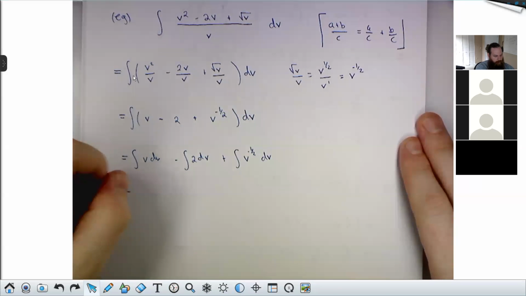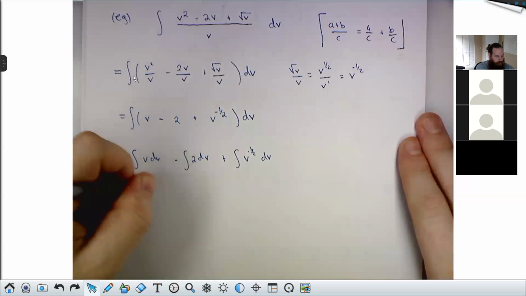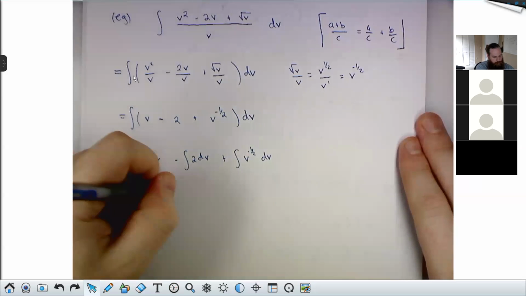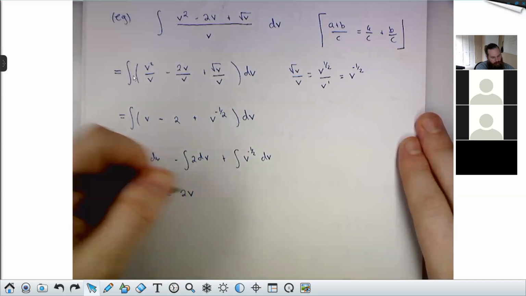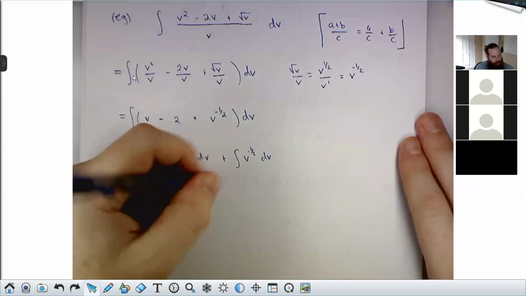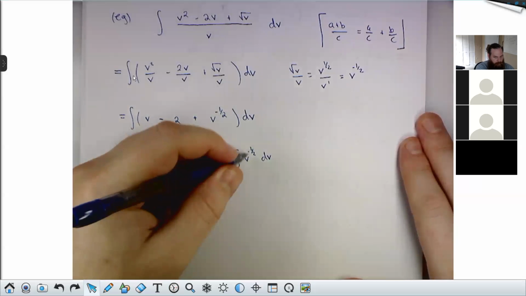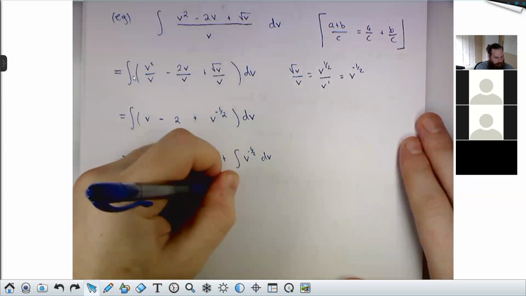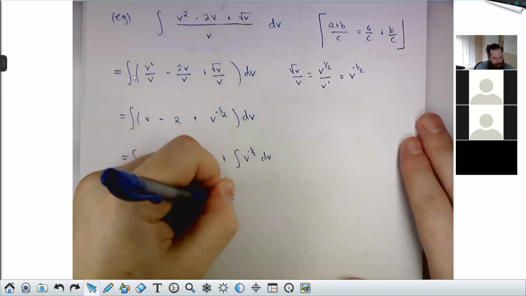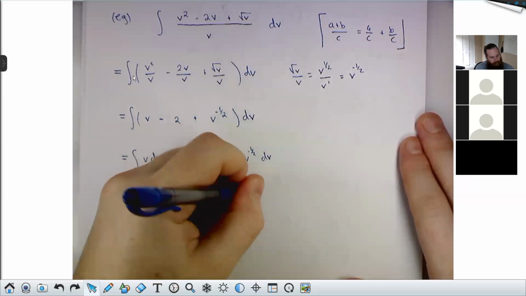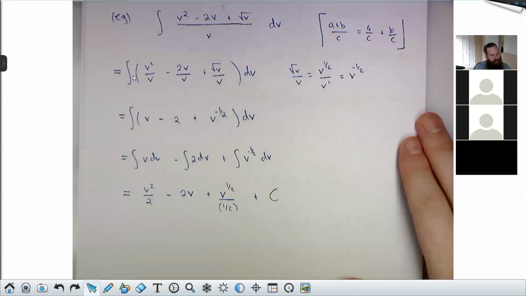The integral of v dv is v squared over 2, minus the integral of 2 is 2v, plus the integral of v to the negative 1/2 is v to the negative 1/2 plus 1. That's positive 1/2. And then we also have to divide by that new power. And then finally, we slap on our plus c.